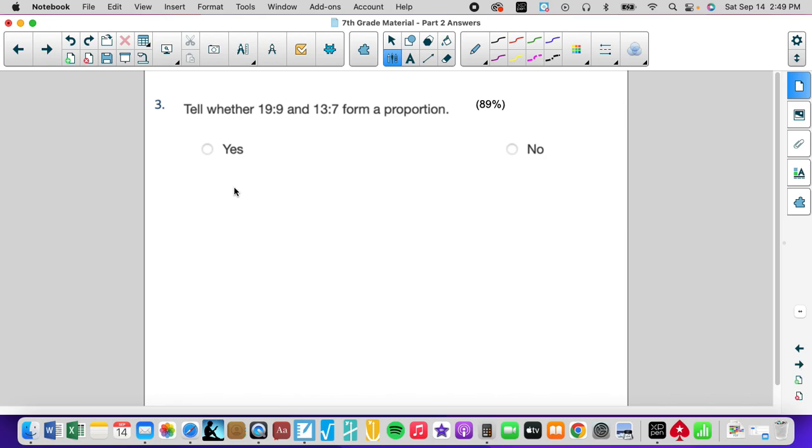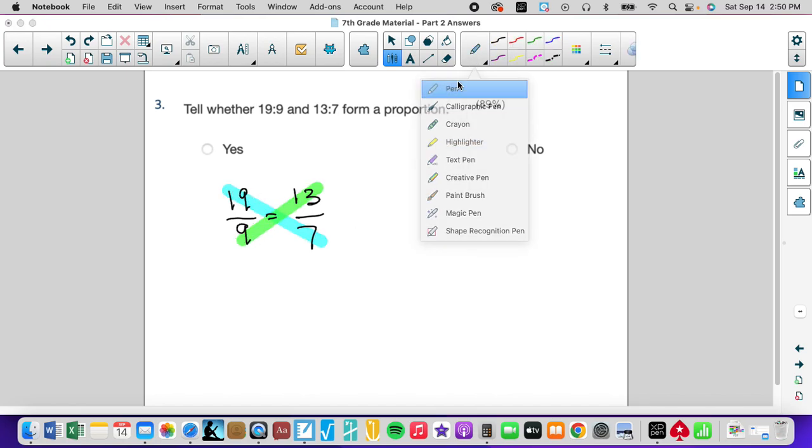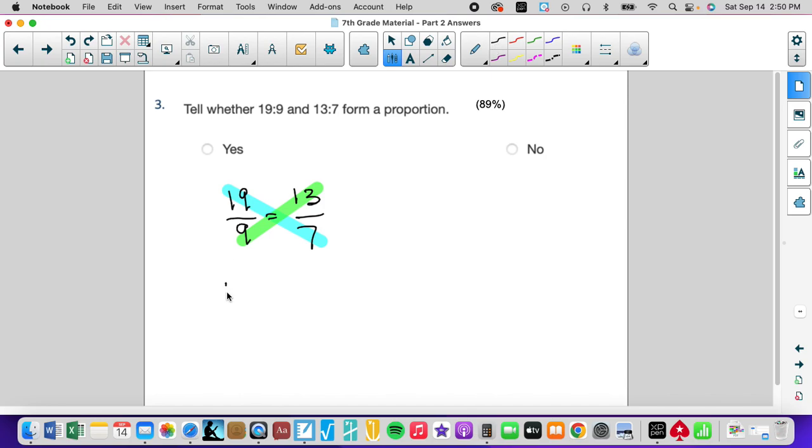Tell whether the ratio 9 to 9 and 13 to 7 form a proportion. They're saying, is 9/9 equal, that would mean proportional, to 13/7. So a couple things I already know, that it isn't equivalent, but we can just use the most basic cross product. We know when proportional fractions, their cross products should be equivalent. So 19 times 7 should equal 9 times 13.